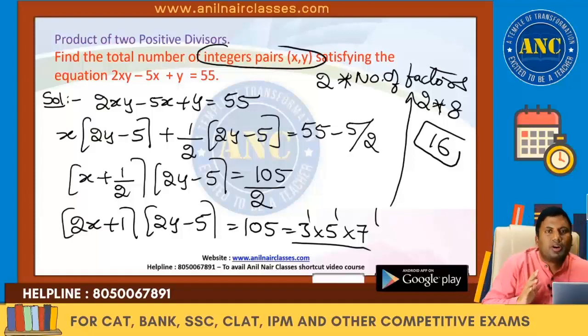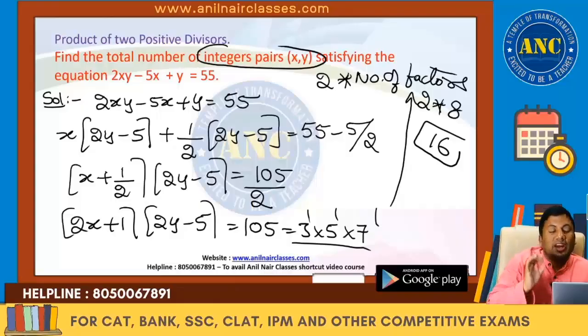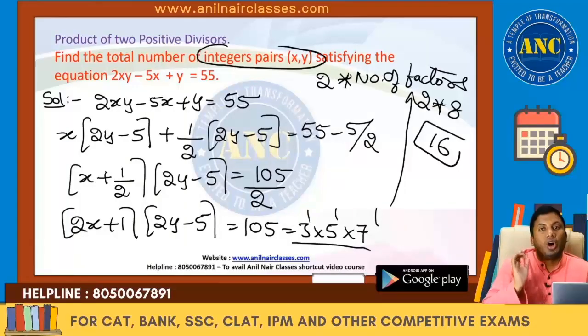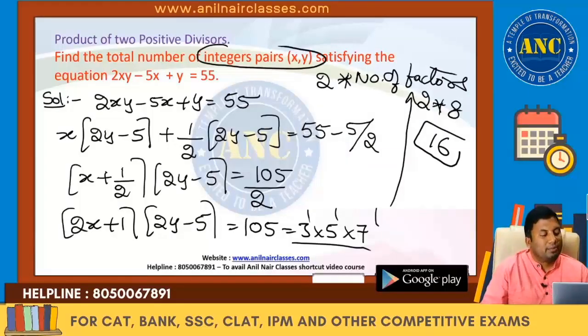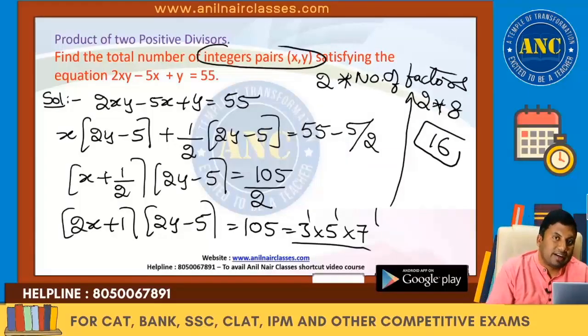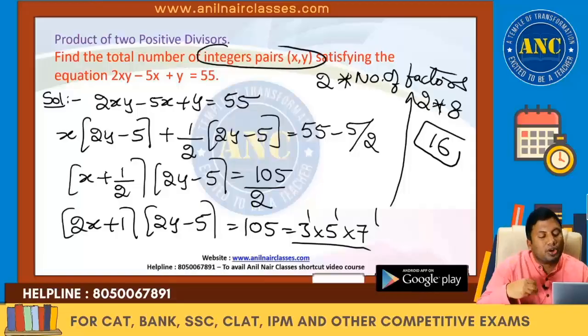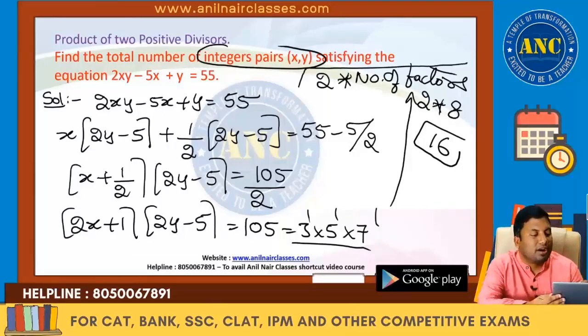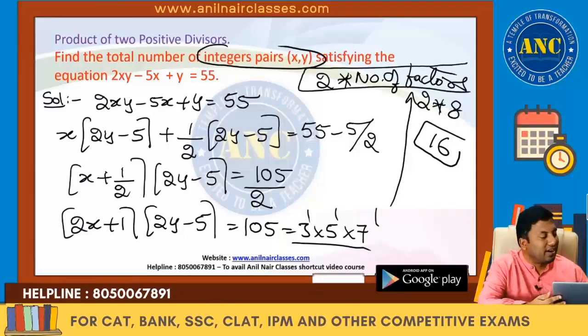Again, in this question, what is the concept I am using? If the degree of an equation is 2, write the equation as a product of two factors. If the variables are present in the question, use ordered pairs. The number of ways of writing a number as a product of two factors in ordered pairs is the number of factors if they are positive integers. If they are integers, positive into positive and negative into negative, I will get 2 times the number of factors.